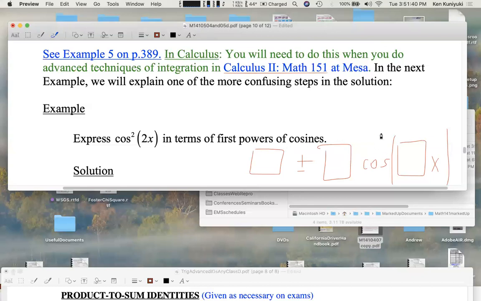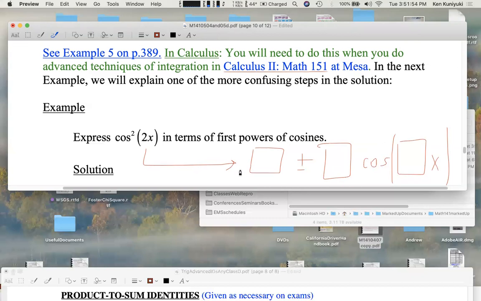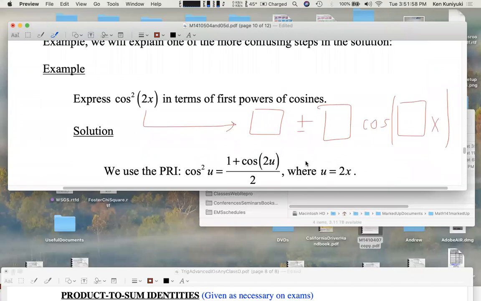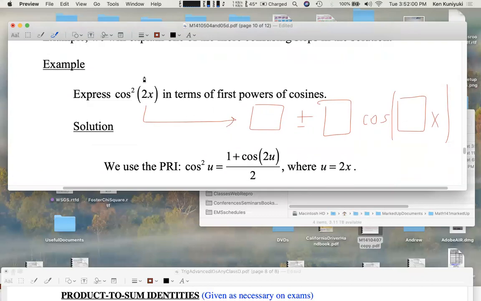Notice that there's no exponent here on cosine. The implied exponent is 1. So that's what I'm talking about. Rewriting this into something more like that. And in fact, we can express this in this form, where we choose the sign appropriately. Okay, so we could do a basic substitution.